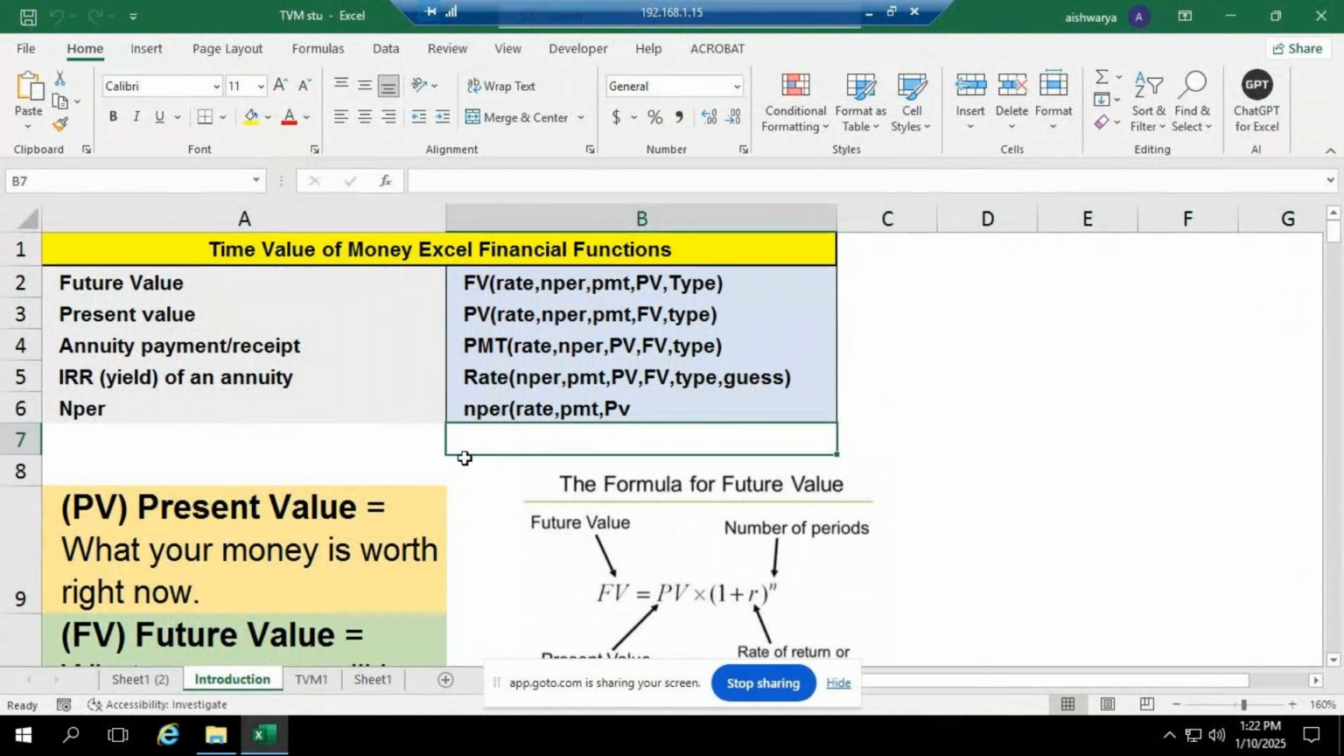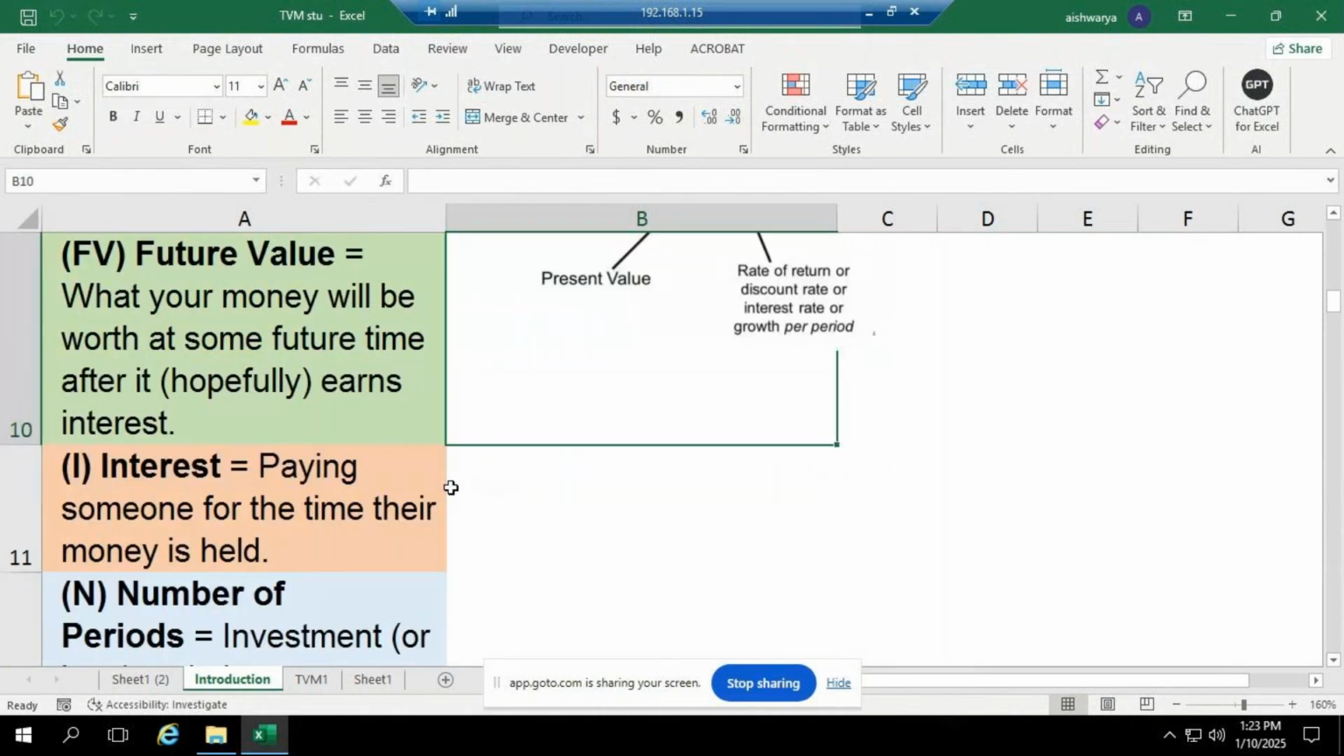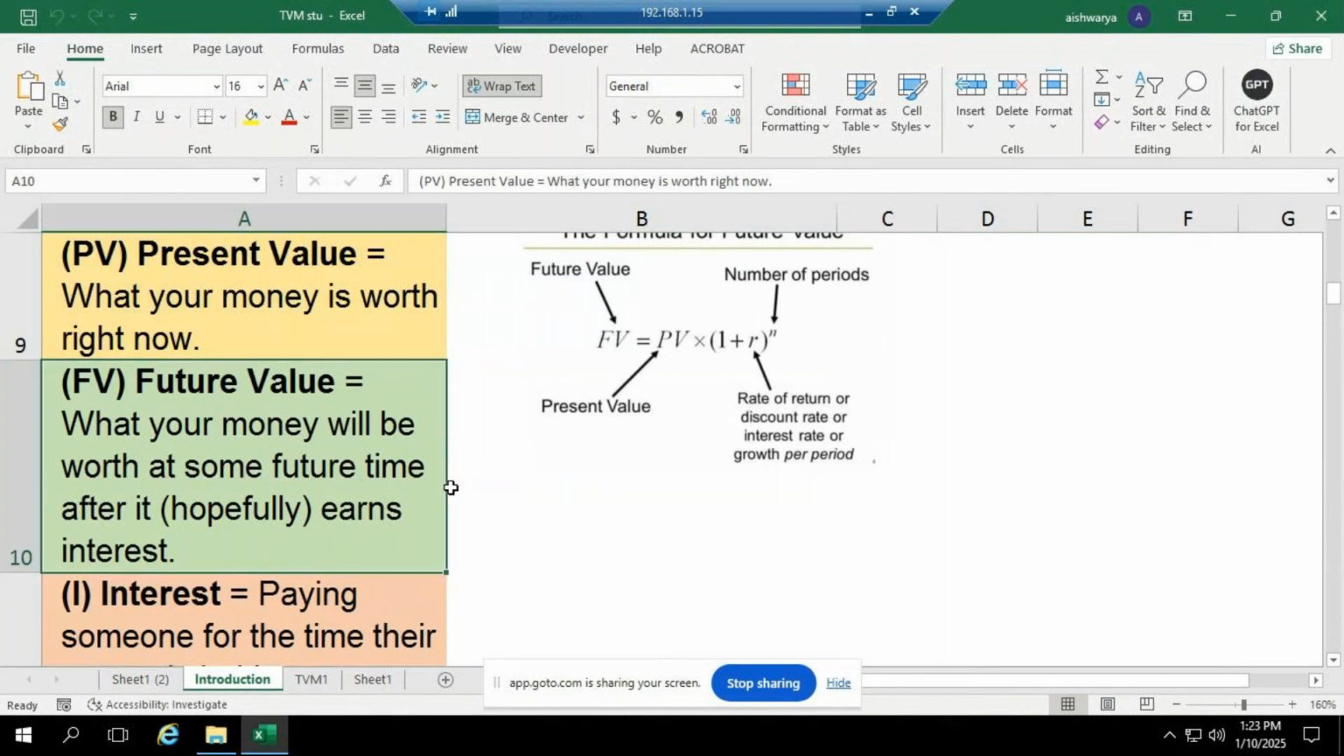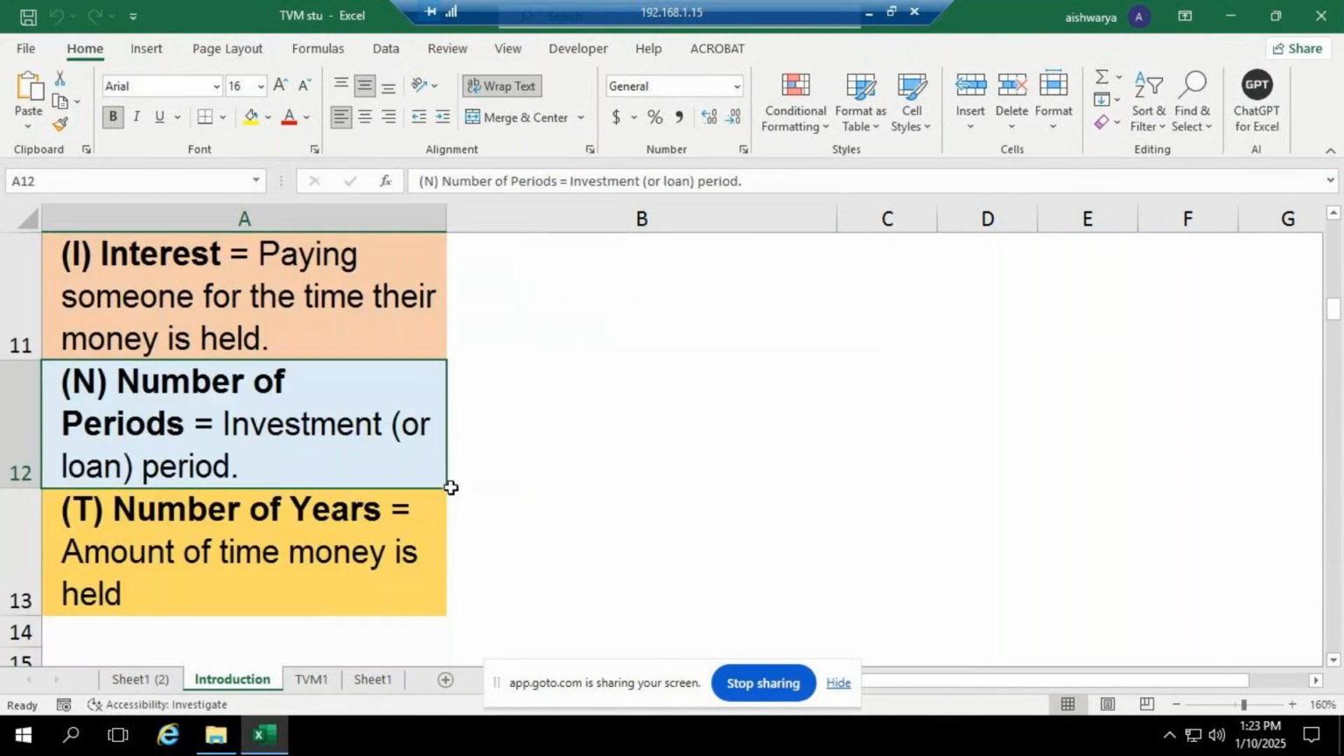Okay, so now you are having the time value of money. So that means the future value. Present value is whatever the particular money is worth to you right now. Then you are having the future value. Do you have any doubts in this present value, future value, the interest, number of periods, number of years, in everything?